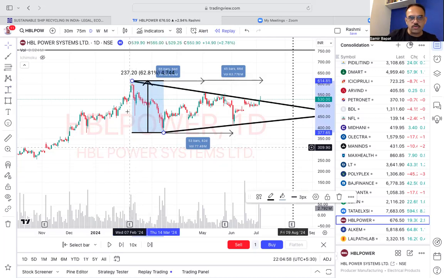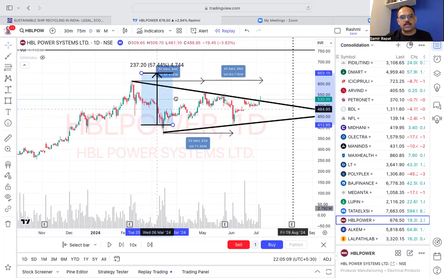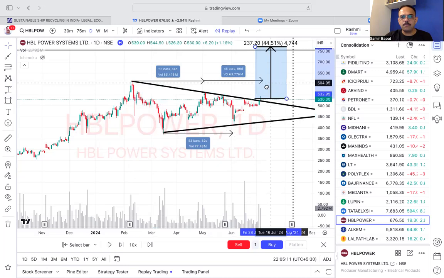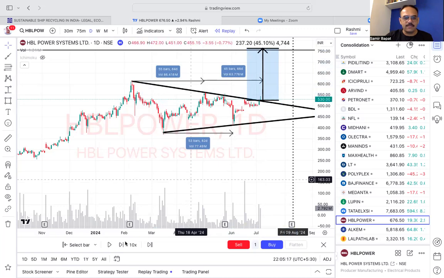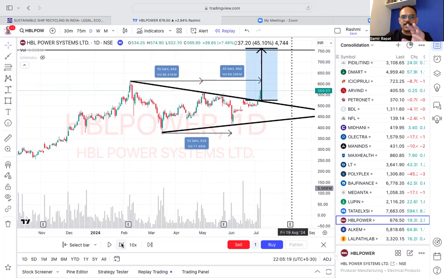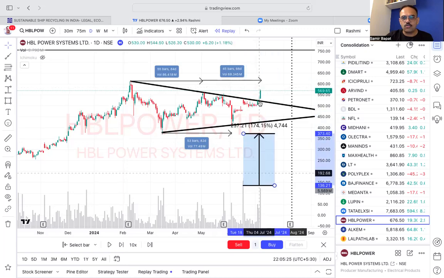So this tool will give how many points? 237 points. Can you see here? Yes, sir. And now what we do is we pick up this 237 points and put it where the breakout will happen. Let's say this breakout has happened at this point. If I remove this, see, the price has closed above the triangle.